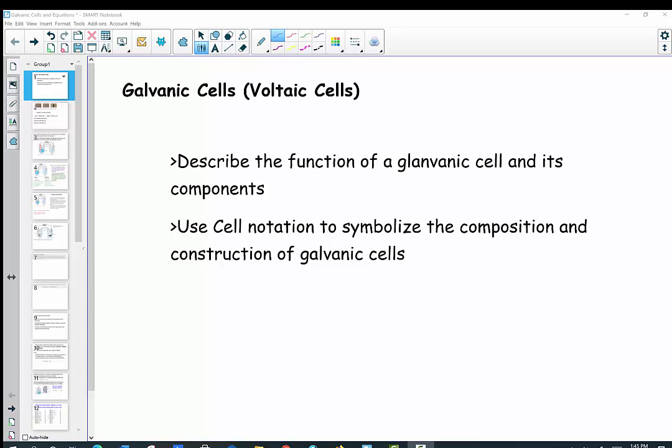We'll begin by describing the function of a galvanic cell and its components, and we'll work towards writing out cell notations that symbolize the composition and the construction of these galvanic cells.